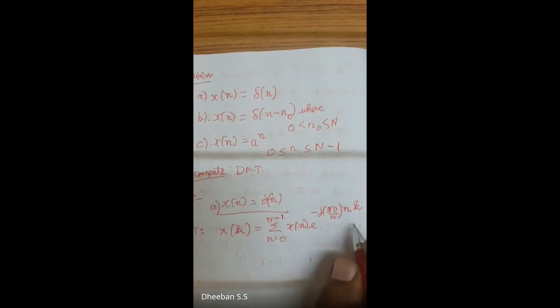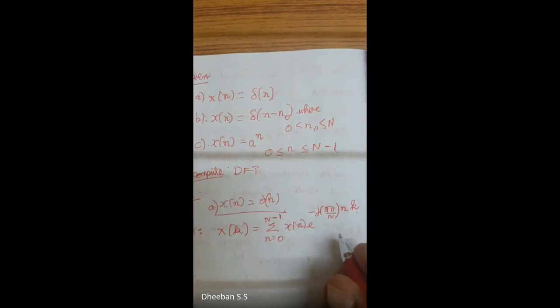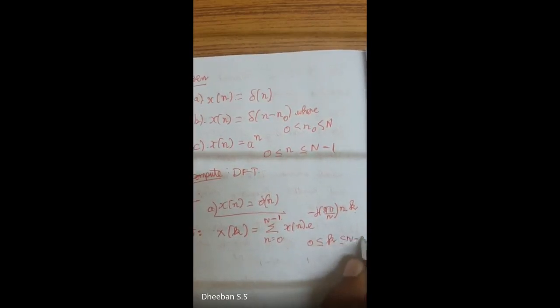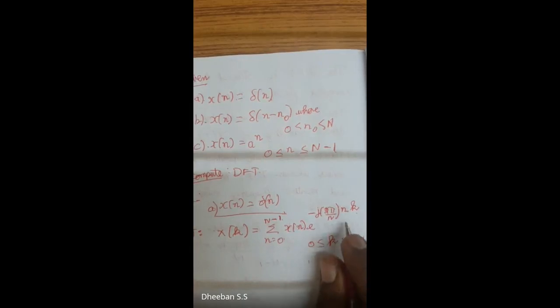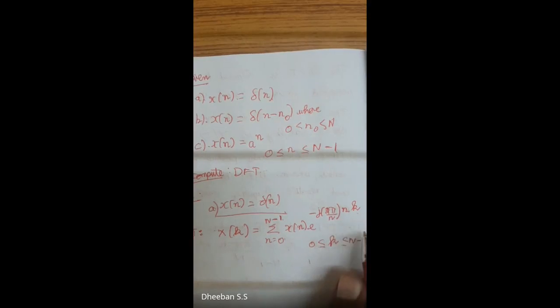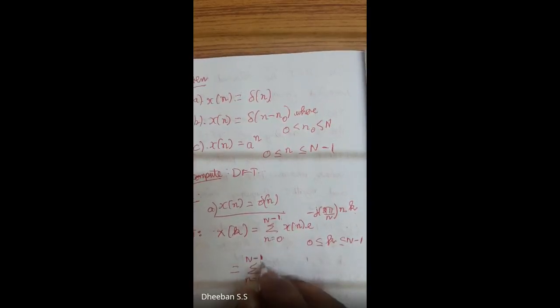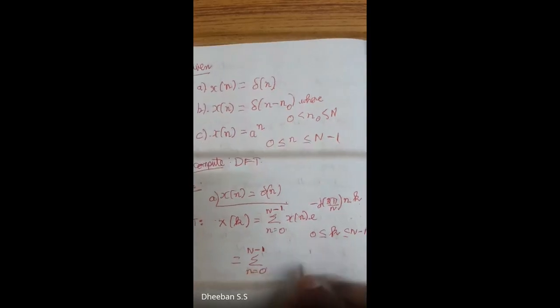So what happened is that k is defined for the same range. k will take the value 0 less than or equal to k less than or equal to N minus 1. Here they didn't give what the n value and k value take, but you already know that x of n will be delta n, which is 1 at 0 and 0 at the other places. So you just recall that thing.